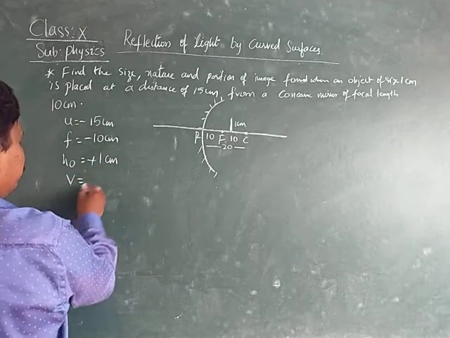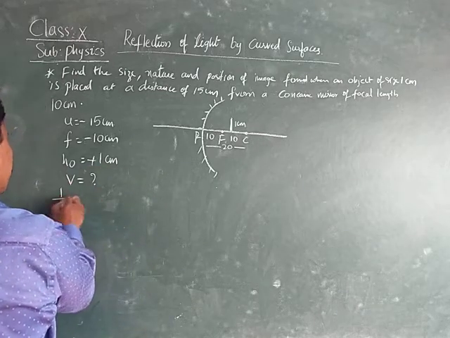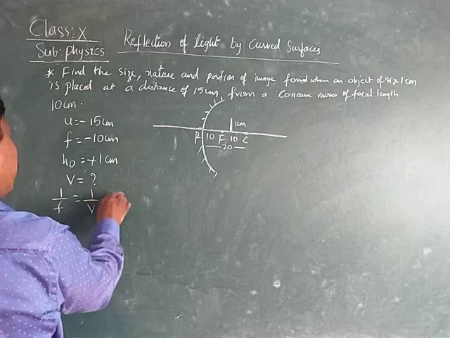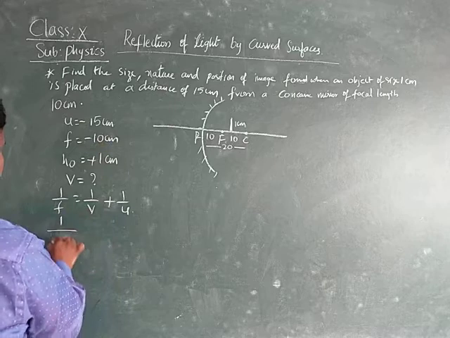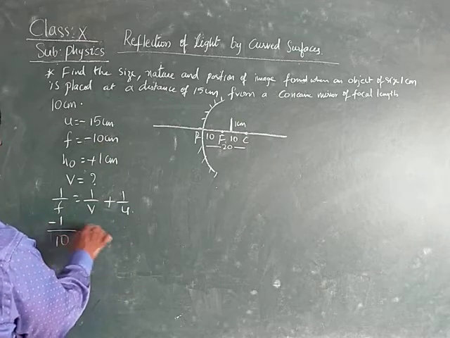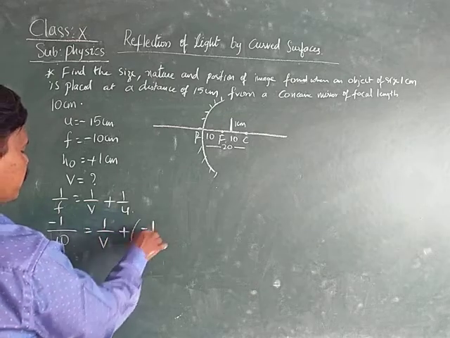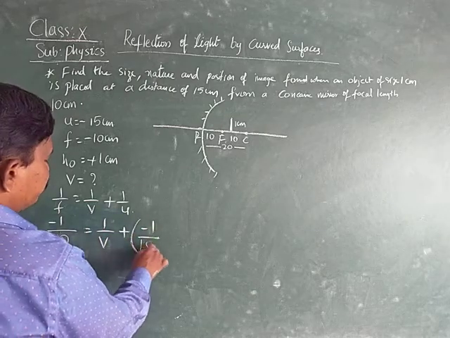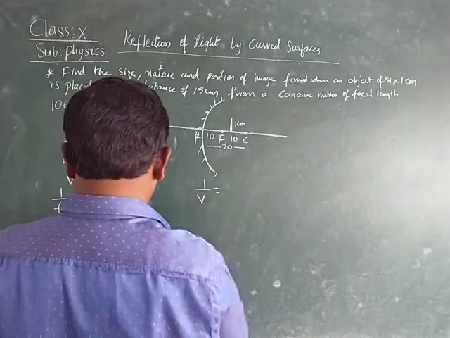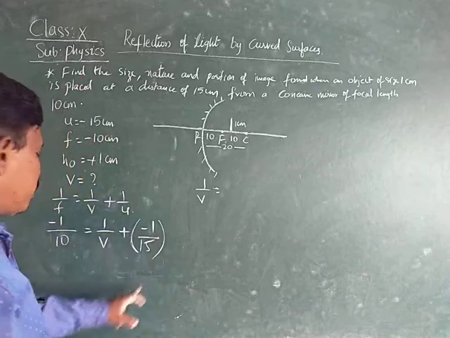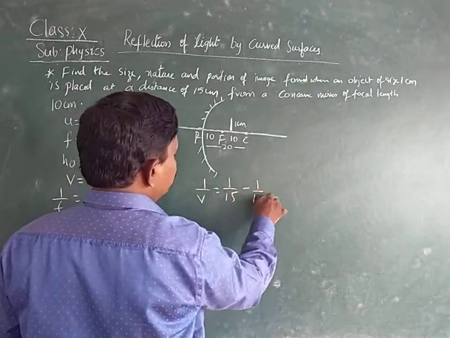Therefore, we are using the mirror formula, that is 1 by F is equal to 1 by V plus 1 by U. Here 1 by F is minus 10, and directly I am writing minus 1 by 10 is equal to 1 by V plus minus 1 by 15. I want V, therefore 1 by V is equal to, transposing minus 1 by 15 to that side, plus 1 by 15 minus 1 by 10.